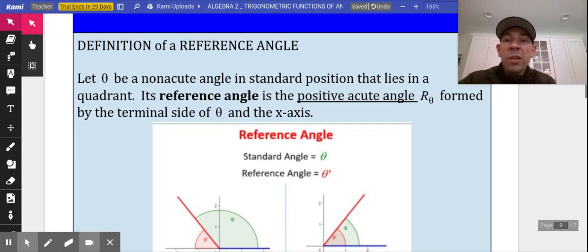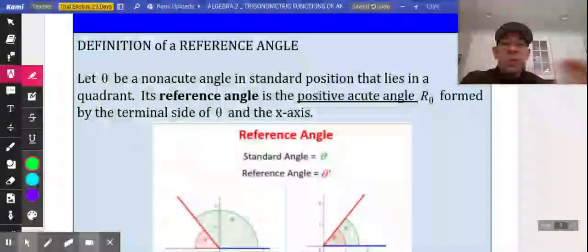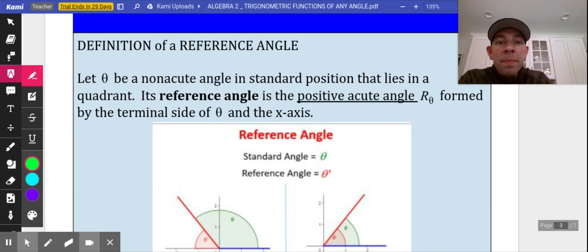Okay, let's get into something really, really critical. This is super, uber important. What is a reference angle? So first of all, let theta be a non-acute angle. Acute would be between 0 and 90, so non-acute means it's smaller than 0 or it's bigger than 90. Its reference angle is going to be a positive acute angle. We're going to use the notation R with a subscript of theta, formed by the terminal side of theta and the x-axis.